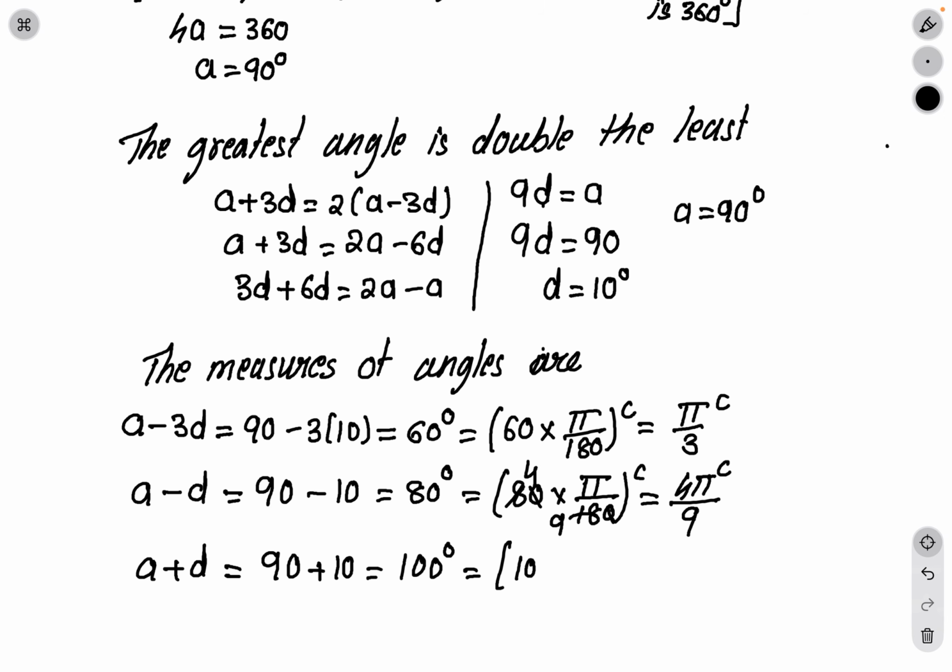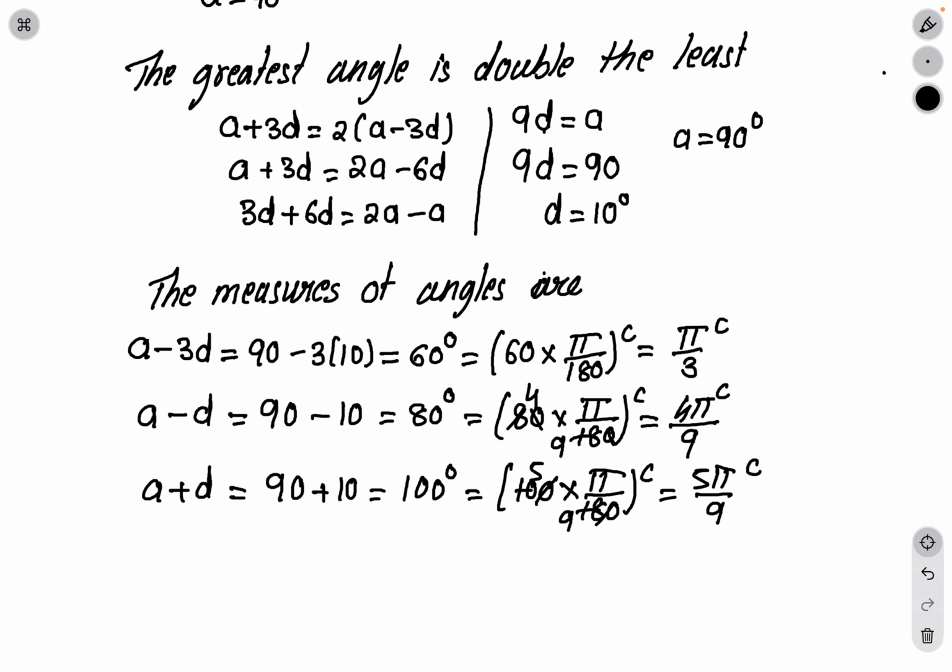So 100 into pi upon 180 radians. 2 5s are 10, 2 9s are 18. This is 5 pi upon 9 radians.